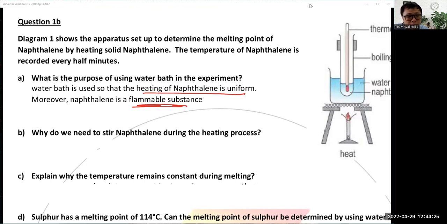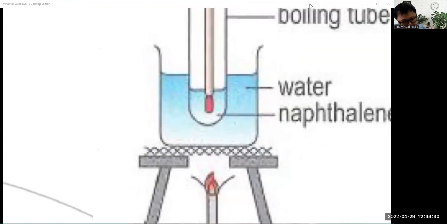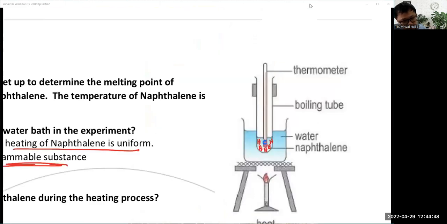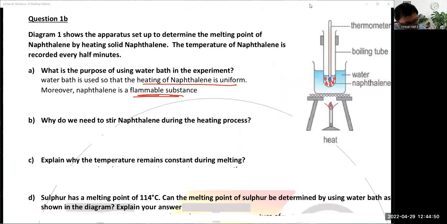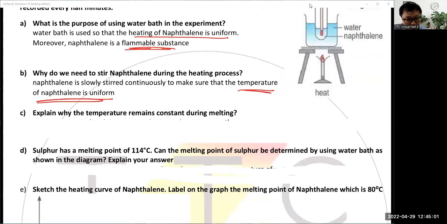Okay, then why do we need to stir the naphthalene? Imagine now I'm heating this thing. Normally, the side will be hot, then the middle here will be slightly cold. So if you don't stir the naphthalene, the temperature won't be the same. So we need to stir it so that the temperature for the whole naphthalene is the same. It's to ensure the temperature is uniform, not like the side is hot and the middle is at a slightly lower temperature.